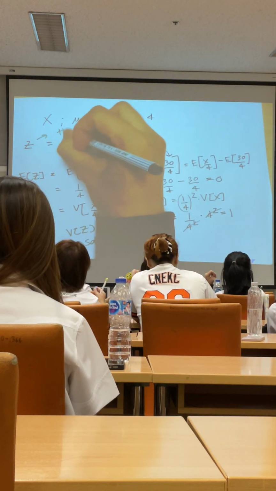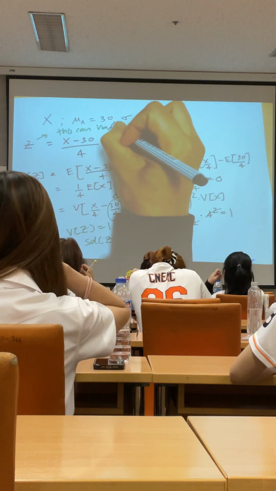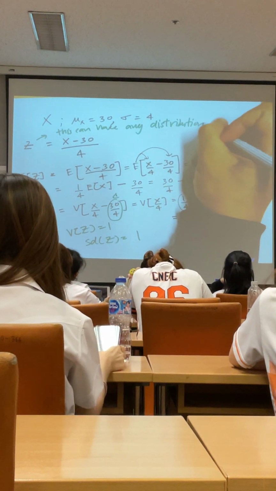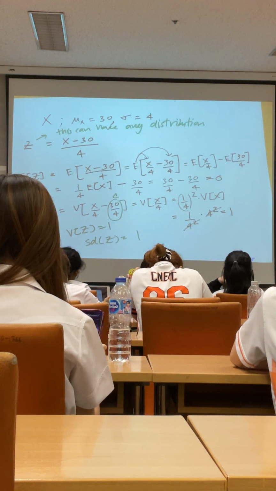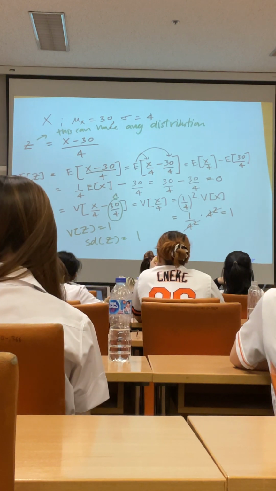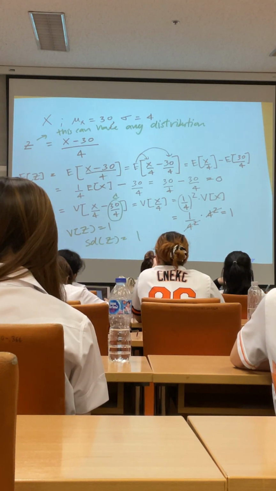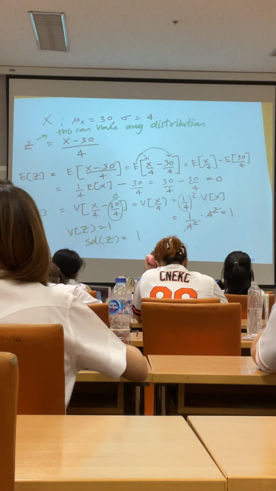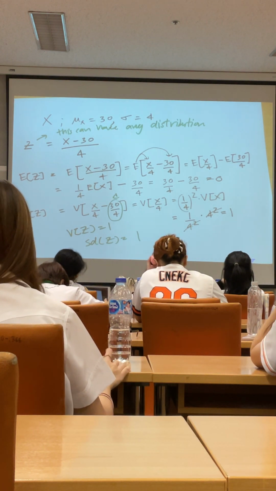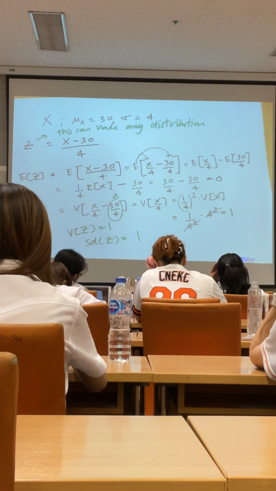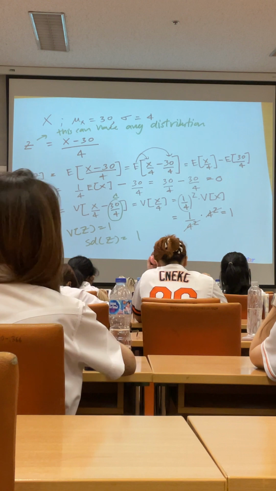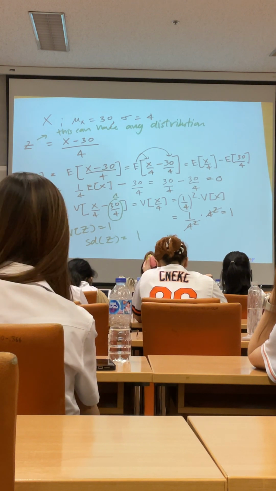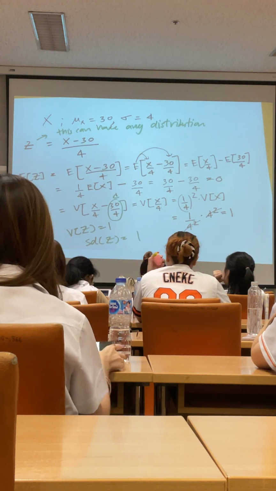This can have any distribution. I can use an exponential distribution to generate x. But as long as I know the mean and the standard deviation, I can subtract the mean and divide by the standard deviation, and I guarantee that the outcome is going to have a mean of 0 and a variance of 1. But we don't have time for that because we have a lot of things to cover. Any questions?